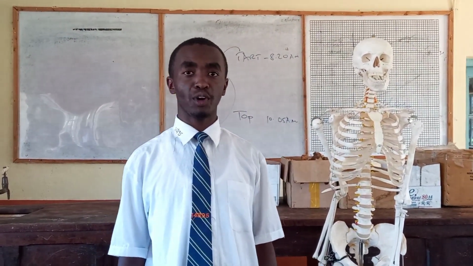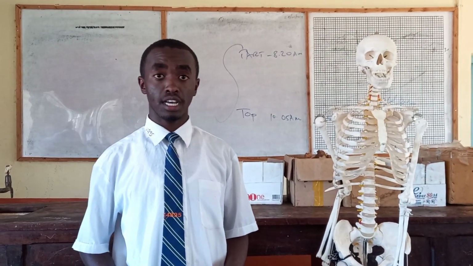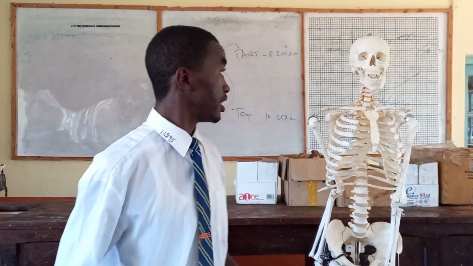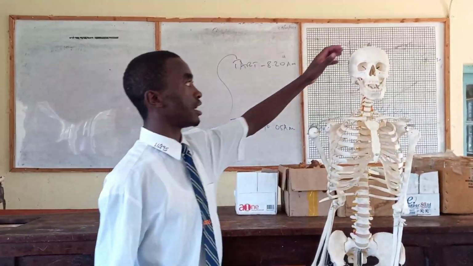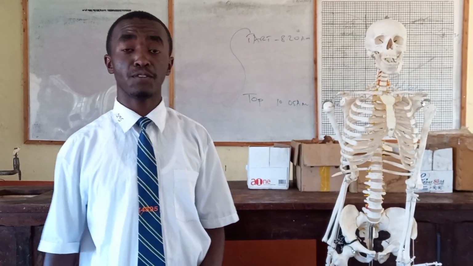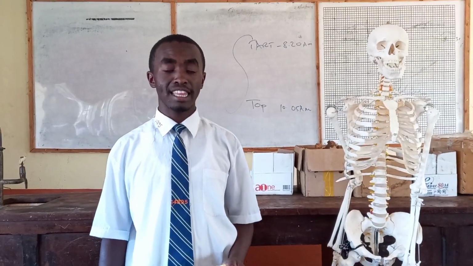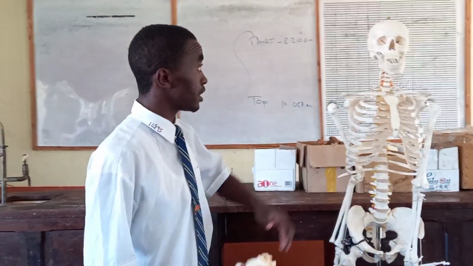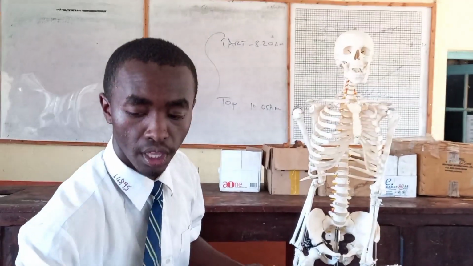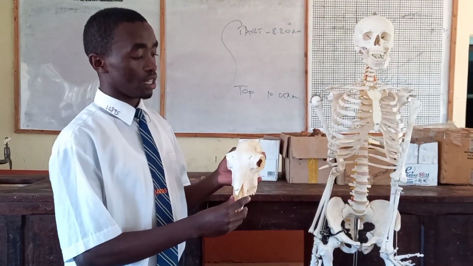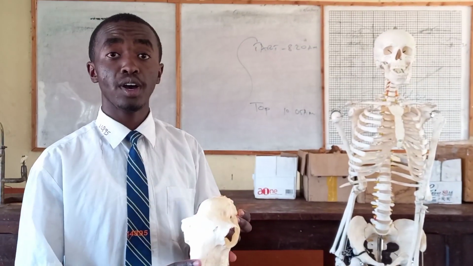My name is Benjamin Mwangi and I'm from 4Y Kagumo High School, and I will be presenting the skull. Well, we'll start off with the skull. The skull, first and foremost, is made up of fused bones. These fused bones, for instance, the ones we have here, are fused together, and I will show the skull of the goat. They are fused together to form the cranium.